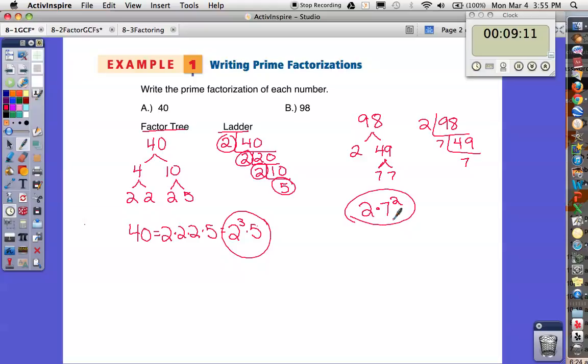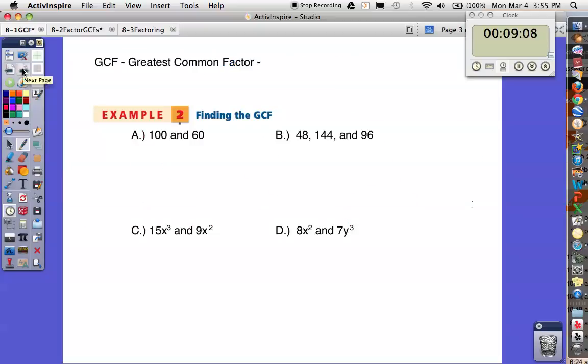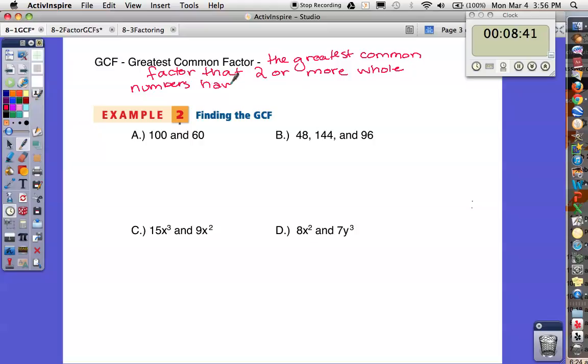Well, we're going to use this idea of prime factorizations to find GCFs. The GCF is the greatest common factor. It's the greatest common factor that 2 or more whole numbers have in common. And I actually just meant to write the greatest factor that 2 or more whole numbers have in common.